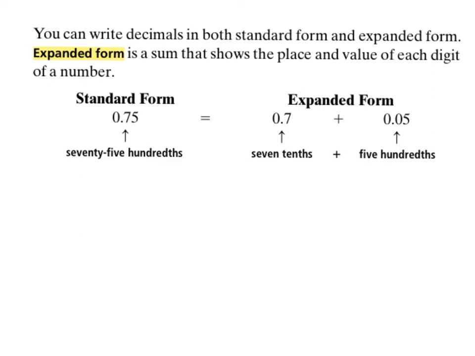You can write decimals in both standard form and expanded form. Expanded form is a sum that shows the place value of each digit of a number. So in standard form, 75 hundredths would be 0.75. But in expanded form, you are writing out the value of each digit. So the value of the 7 is 7 tenths, plus the value of the 5, which is 5 hundredths.